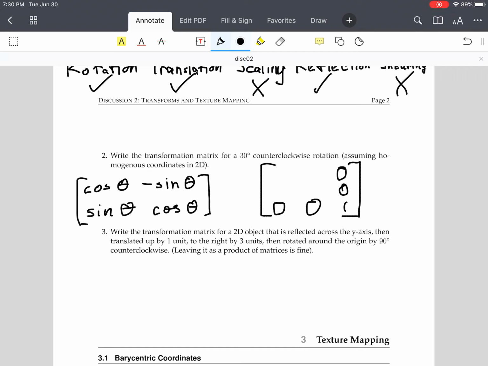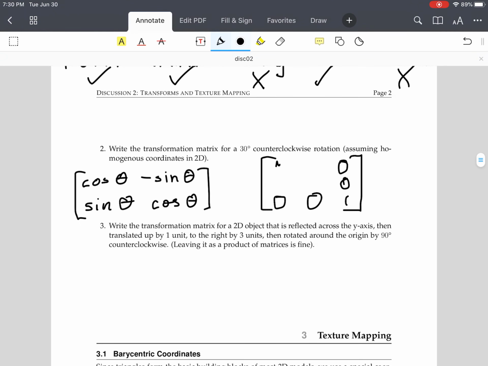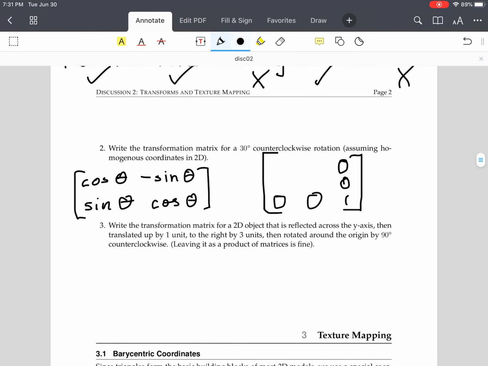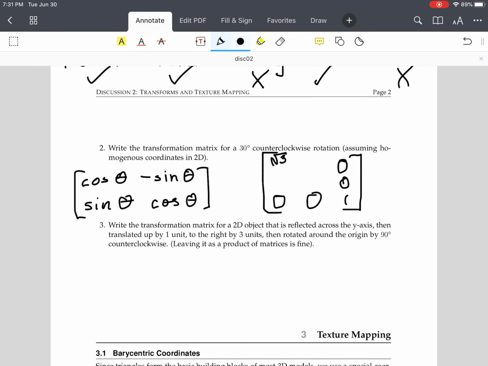Okay, so first up in this top left corner, we're going to have cosine of theta, cosine of 30. And I'm not going to go through the math right now, but you can check out a unit circle. But that's going to be root 3 over 2. Okay, sorry that took so long.